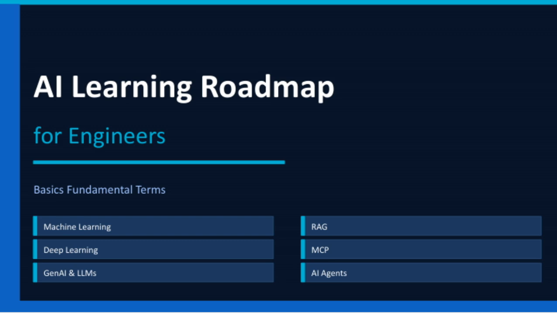On this slide, you can see the title, AI agents, along with some key topics we'll be covering, including MCP, RAG, GenAI and LLMs, deep learning, machine learning, and the fundamental terms every engineer should know. We'll also look at the AI learning roadmap to guide your journey. Over the next few slides, we'll dive into each of these areas to build a solid understanding of AI and its applications. So, let's get started.